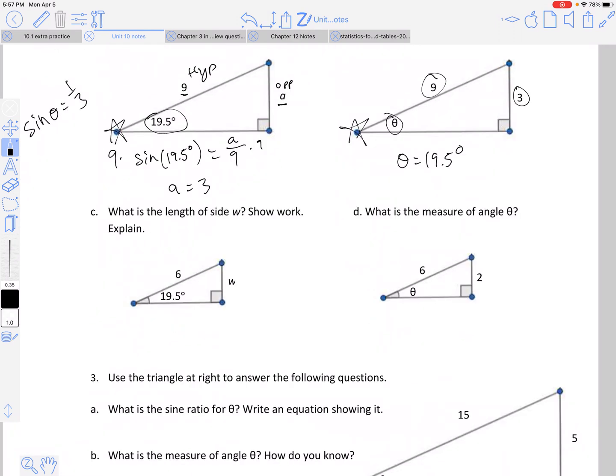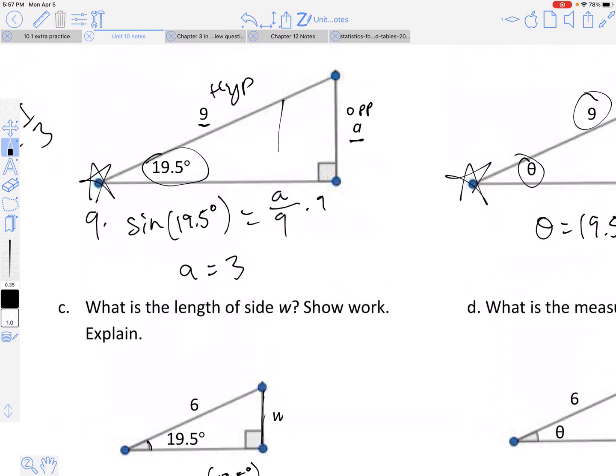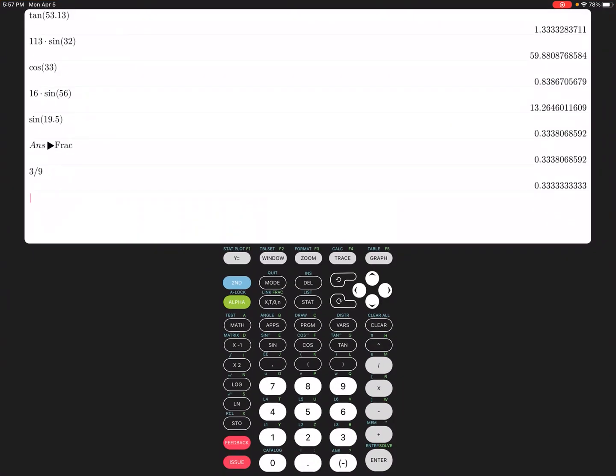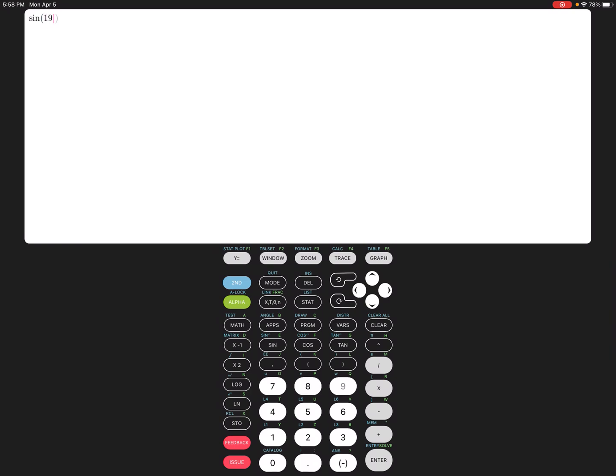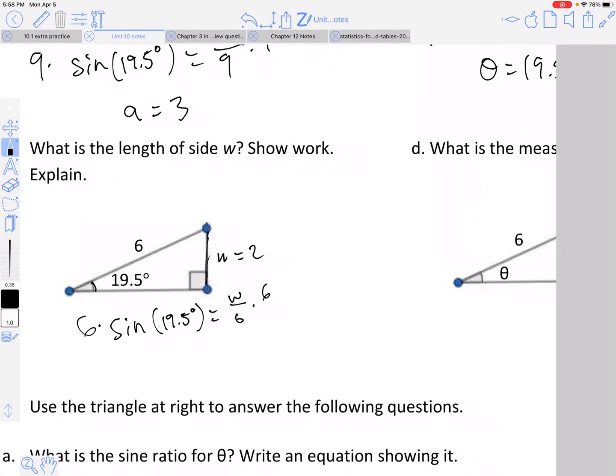Okay, so look at this one. What is the length of W? We have the same relationship because of the angle 19.5, but it looks like this side is a little bit shorter, right? It's only 6 long instead of 9. So if we solve that one using our skills from last time, we multiply by 6, multiply by 6. Let's do that. Sine of 19.5 times 6. We get 2 when we round, right? All right, W equals 2.